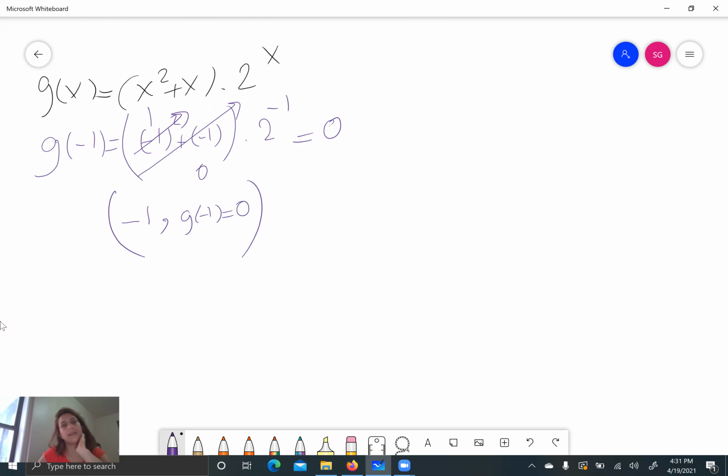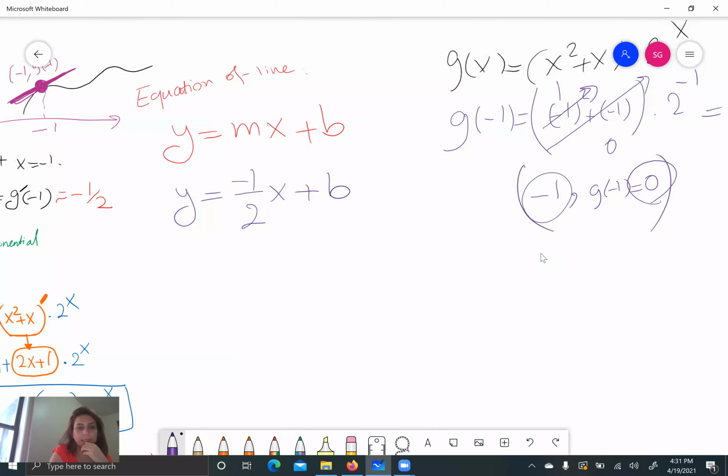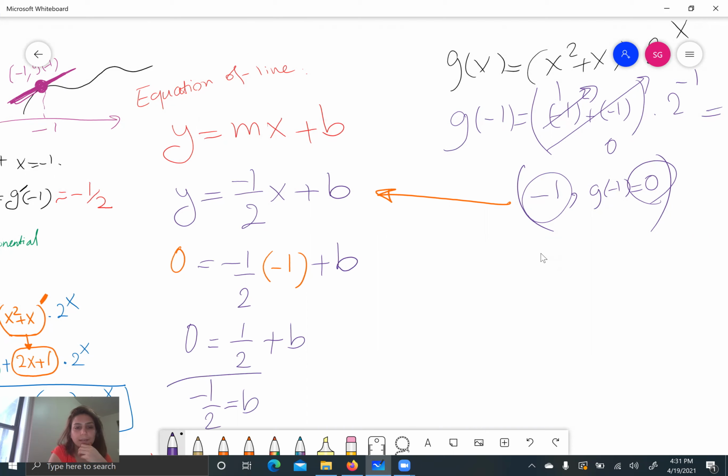So the x value is negative 1, the y value is 0. I'm going to substitute this point here. When the input value is negative 1, the output value is 0. So you substitute that into the equation and then you solve it for b. So it's going to be positive half plus b equals 0, so b is negative half. Okay, that's it. So we also found b.